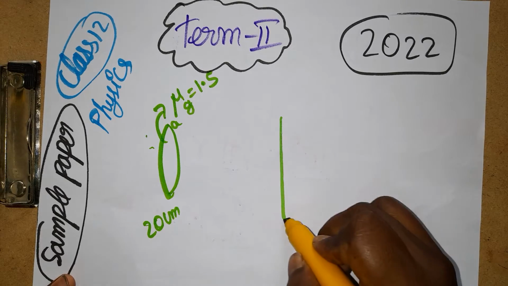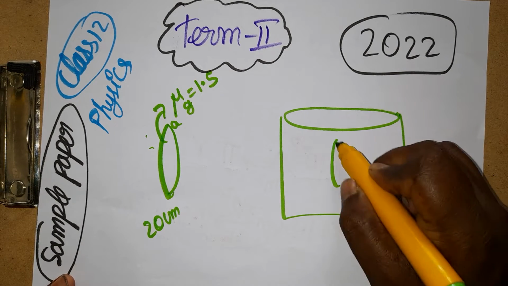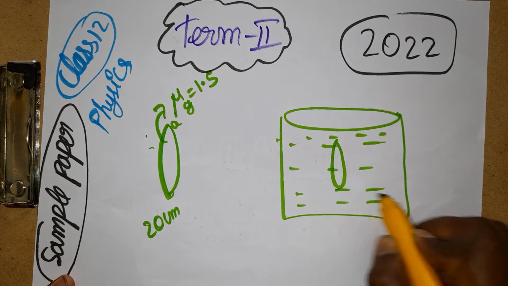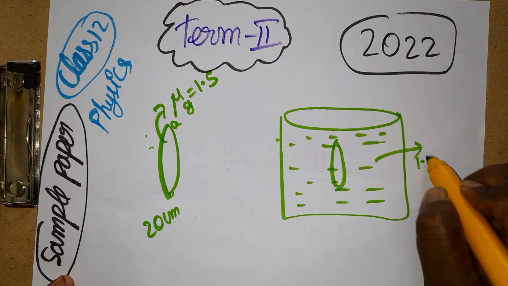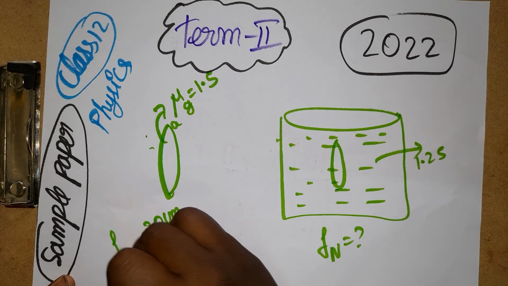Now they have kept it in some liquid. We don't know what the liquid is, but they have given the liquid's refractive index. Glass refractive index is 1.5, liquid refractive index is 1.25. Now what is the new focal length? That is the question mark. This is the focal length in air.